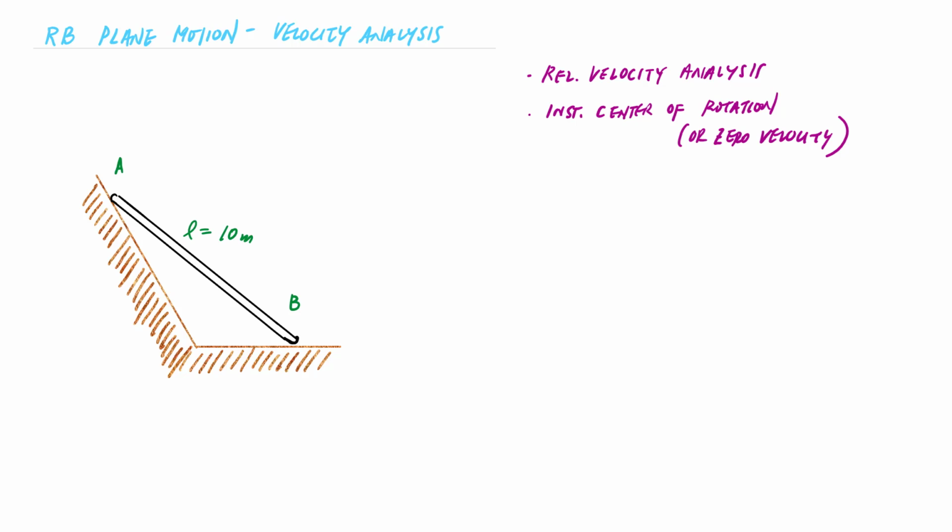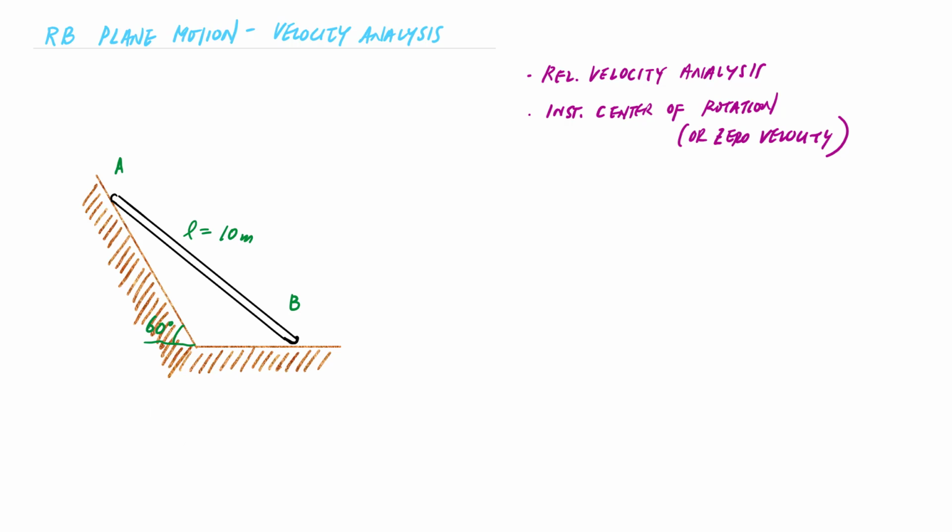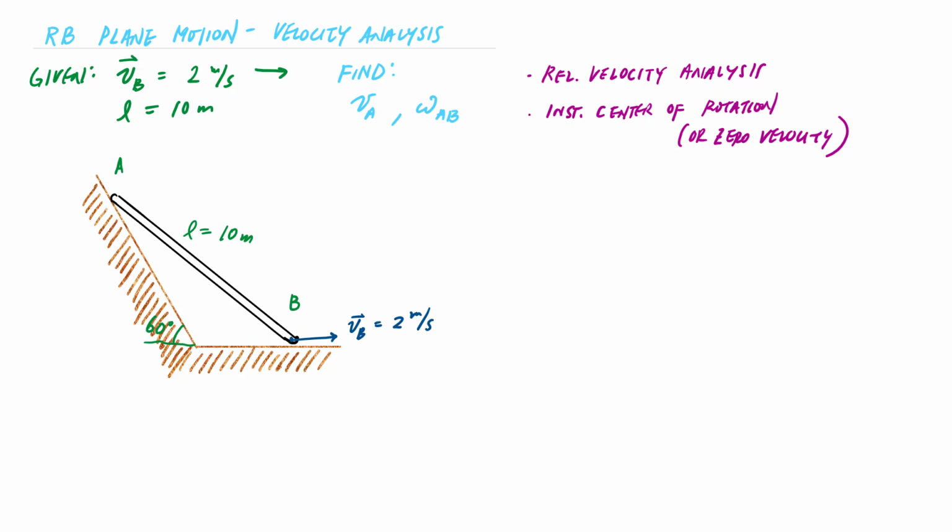In this problem, I've got a ladder that's up against the side of a hill, and the angle of the hill relative to the horizontal is 60 degrees. This ladder is sliding down, it starts to slip. I know that the velocity at point B is 2 meters per second to the right, and the length of this ladder or rod is 10 meters. Can I find the velocity of point A and the angular velocity of this rod? I'll show the relative velocity approach as well as the instantaneous center approach.